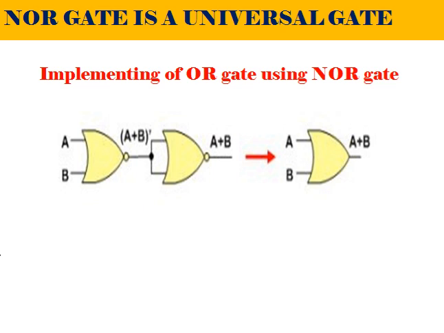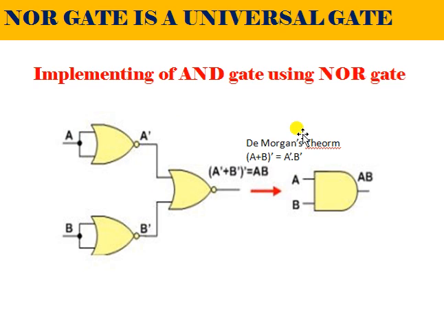Next, AND gate implementation using NOR gate. See, this is A bar, this is B bar. Here A bar plus B bar whole bar, because it's a NOR gate, equal to A dot B by De Morgan's theorem. We know that A plus B whole bar equal to A bar dot B bar. So this is what? This is AND gate.